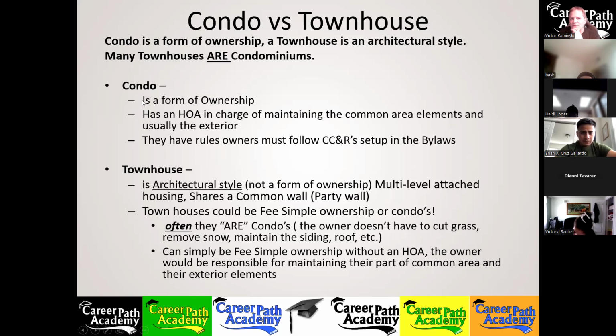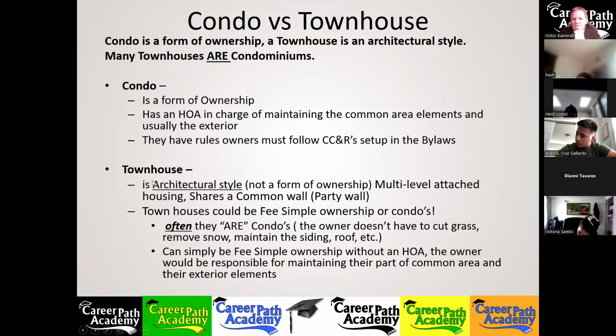So condominium is a form of ownership. It has an HOA in charge of maintaining the common area elements, and usually the exterior of the buildings. They do all the landscaping, snow removal. Not all condo complexes do. Some of them put that on the property owner too, to do the maintenance of the exterior and the snow removal and stuff. It really depends on your association's rules and if they have landscapers to do these things. So condos have rules the owners must follow, those CC&Rs that are set up in the bylaws.